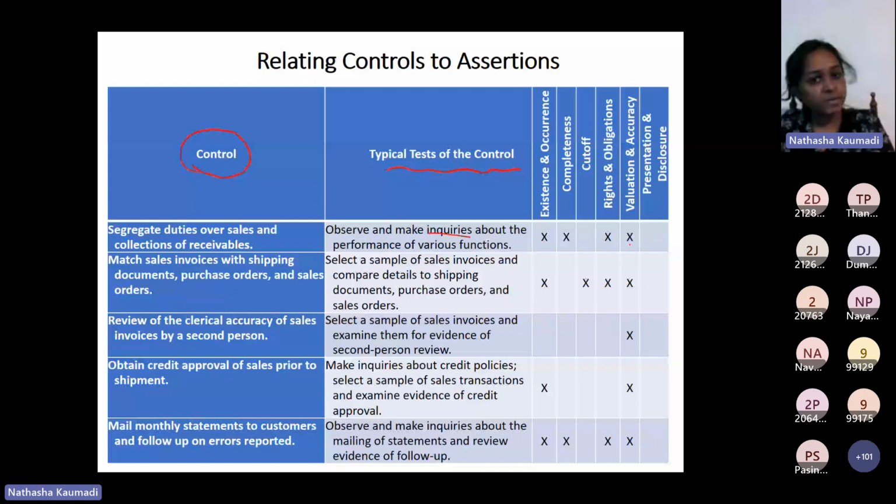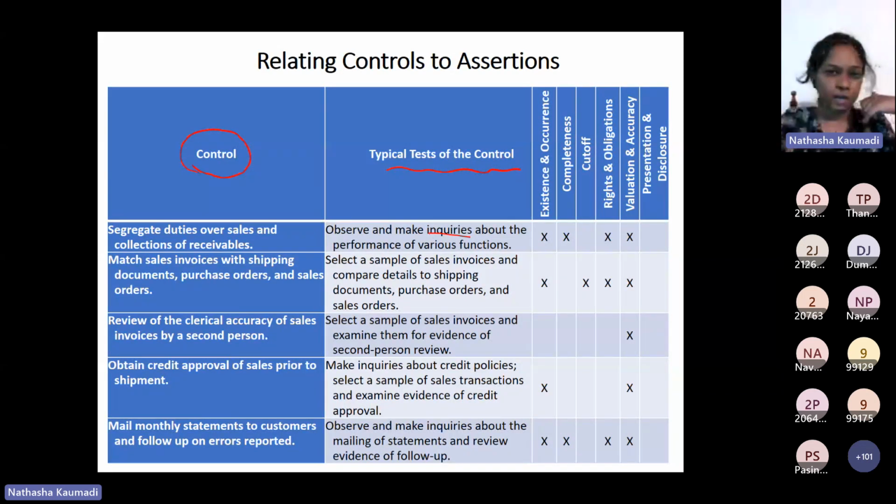Go to the second one. Match sales invoice with shipping documents, purchase orders and sales orders. Purchase order means the order you take from the customer. From the customer's point of view, that is a purchase order, because they are purchasing, so they put a purchase order. For us, it is a sales order. We record it as a sales order. And then we prepare the shipping documents, the dispatch note maybe. And after that, you prepare the invoice.